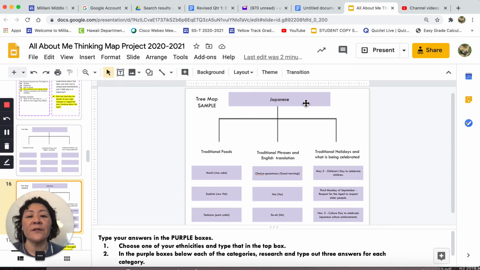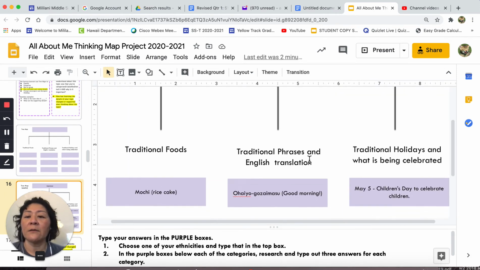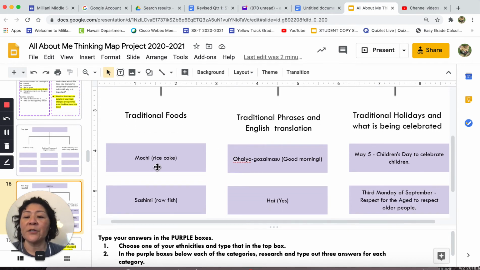So this example is a person who has Japanese in them. So you can see there's the ethnicity up there. And I'm going to zoom in a little bit so you can see it a little bit better. Oh, wow, that's really zoomed in. Okay, so we're going to start with the traditional foods here.